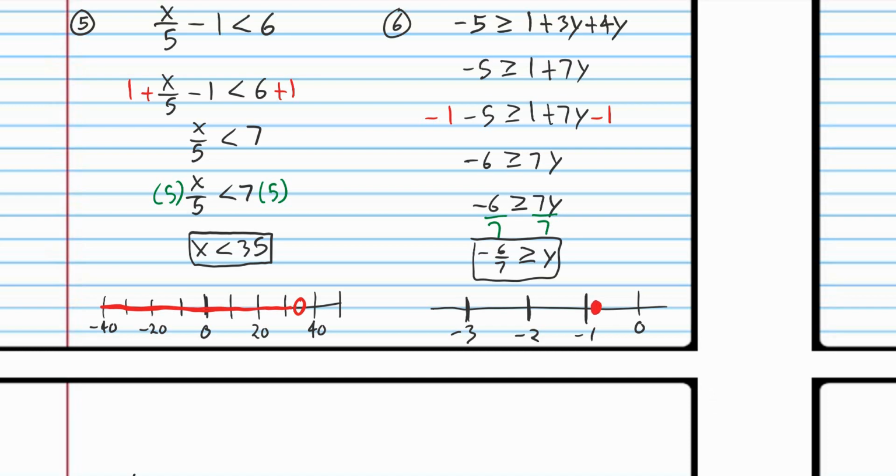And I'm going to draw a filled in dot because it's less than or equal to. So again, y is the shaded part. This tells us that y is less than or equal to negative 6/7, so the shaded part must be less than. So we're going to shade in this part. So remember, you might have to shade this part. It just depends on what the inequality looks like.